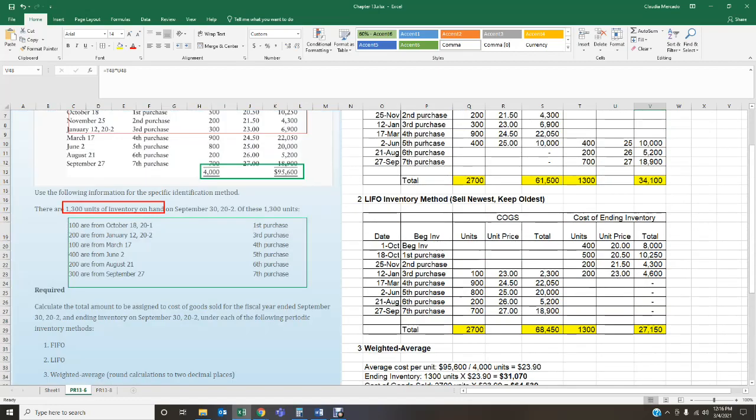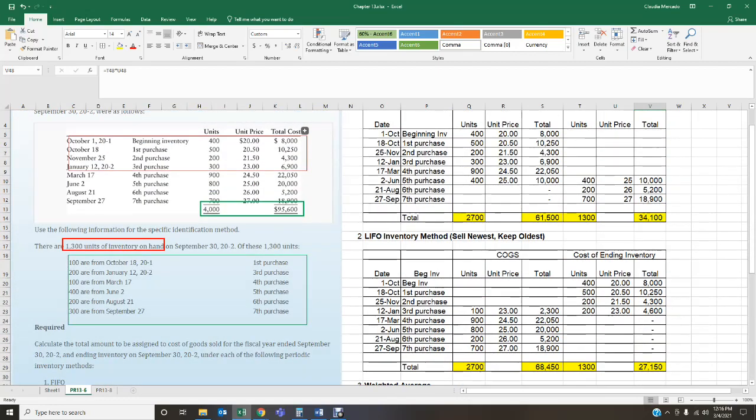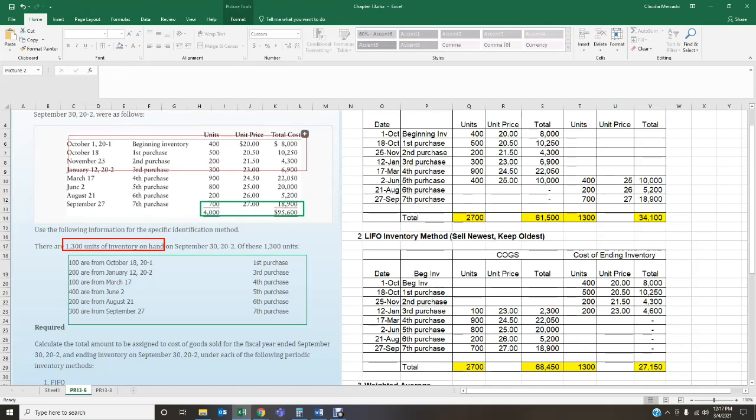Last but not least, we have September 27th. Okay, this is my last purchase. I purchased 700 units at $27 apiece.